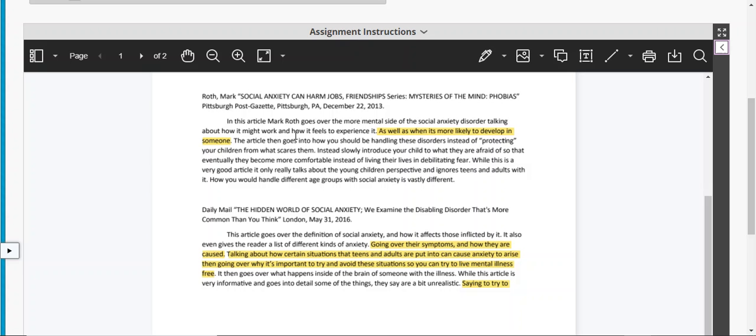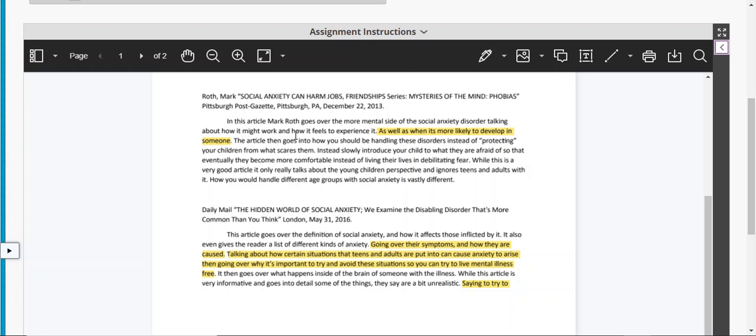"As well as when it's more likely to develop in someone." If we just took that out of this paragraph and I turned to you and said, "as well as when it's more likely to develop in someone," you'd say, what? What are you talking about? Because this is an added information fragment. One way to fix this would be to just attach it to the previous sentence, and then it makes sense. So you could use a comma after it and then add "as well as."